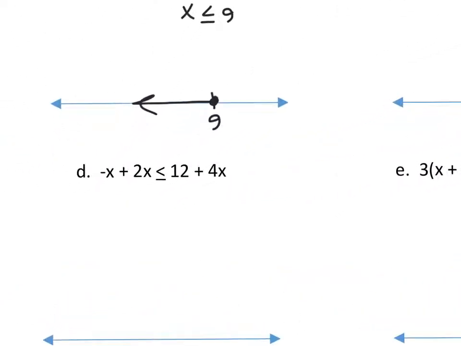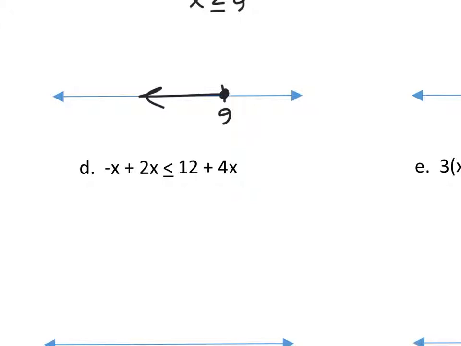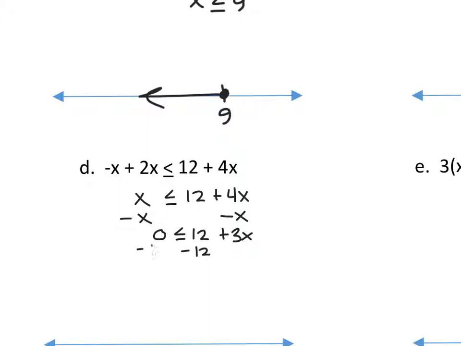Okay, so I'm going to simplify the left-hand side. So -x plus 2x is x. Then I'm going to get my x's on the same side. So in this case, I'm going to subtract x from both sides. So 0 is less than 12 plus 3x. You might do it a different way though. So I'm going to subtract 12. So -12 is less than or equal to 3x. Divide both sides by 3, and I get -4 is less than or equal to x. So another way I could write this is x is greater than or equal to -4.